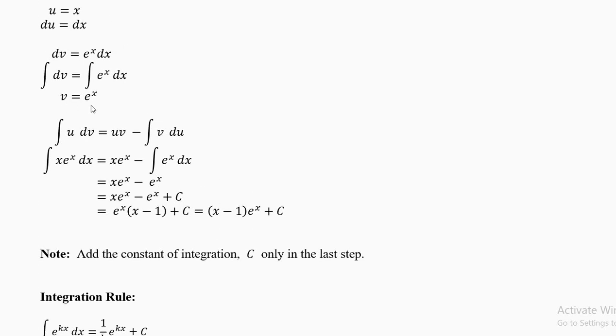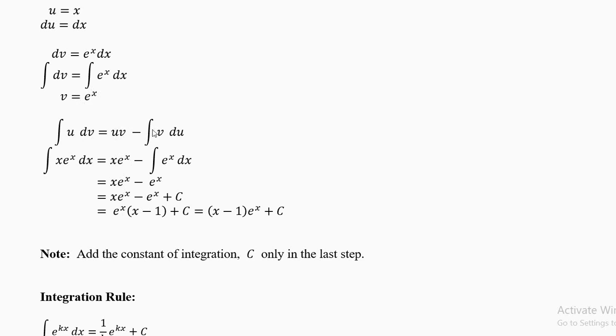Just write v equal to e power x. Now apply the main formula: integral u dv equal to u into v minus integral v du. U equal to x, v equal to e power x. Write x into e power x in several steps. There is no integration for u into v.